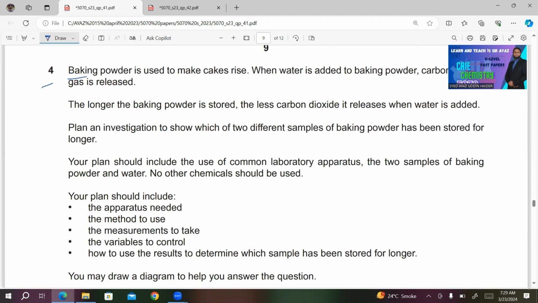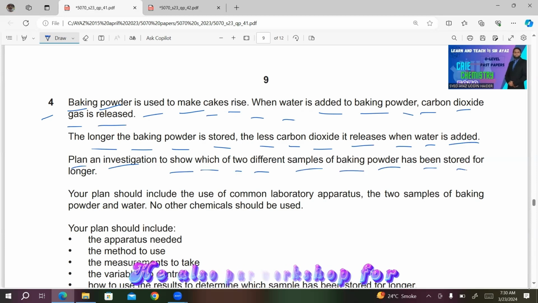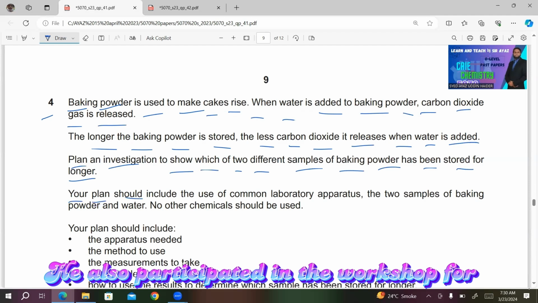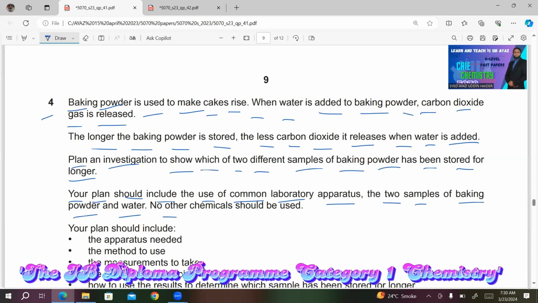Last question. Baking powder is used to make cakes, rice. When water is added to baking powder, carbon dioxide gas is released. The longer the baking powder is stored, the less carbon dioxide it releases when water is added. Plan an investigation to show which of two different samples of baking powder has been stored for longer. Your plan should include the use of common laboratory apparatus, the two samples of baking powder and water. No other chemicals should be used.